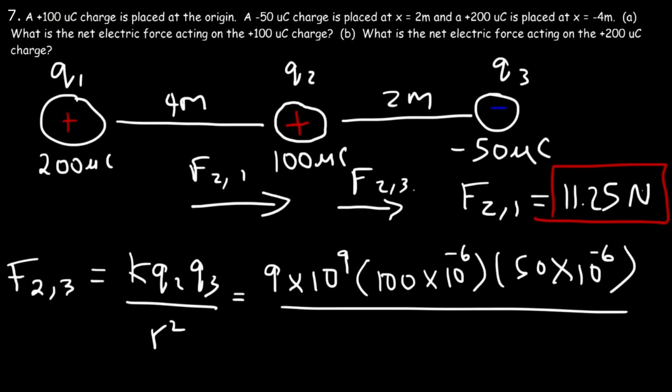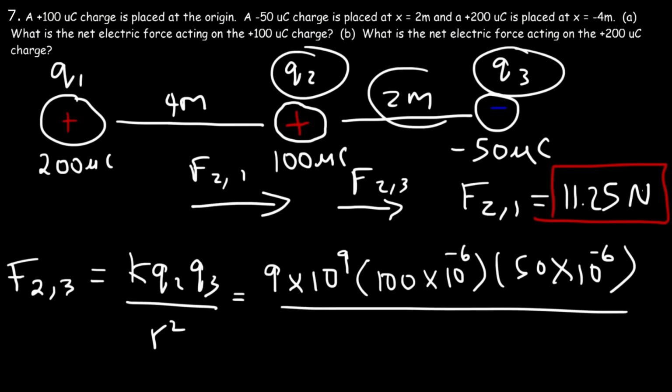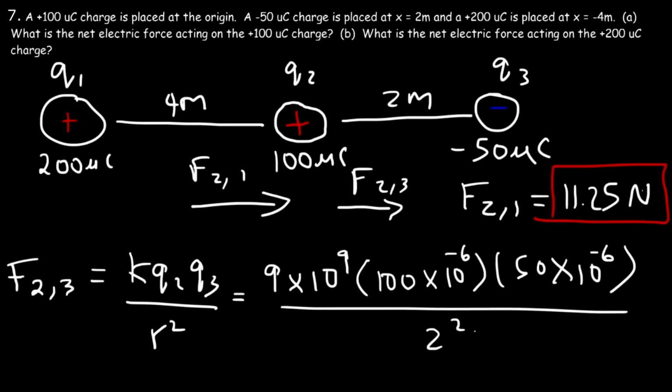Now R, the distance between Q2 and Q3, is 2 meters. So we're going to divide it by 2 squared. It turns out that F2,3 is equal to the same number, 11.25 newtons, purely by coincidence.